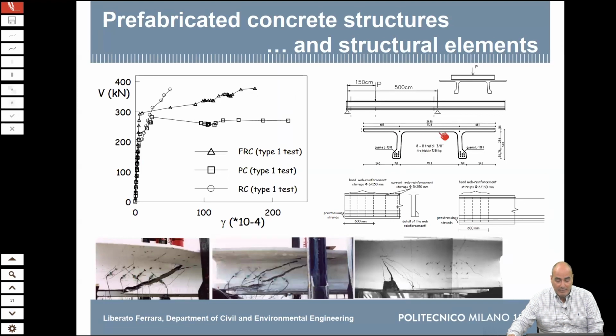This was a double T element. These are some images. This was tested in shear. You can see the diagonal cracks which formed here. This element here was without any shear reinforcement, just the tendons. And you can clearly see that there is this relative shift. This here was with regular stirrups.